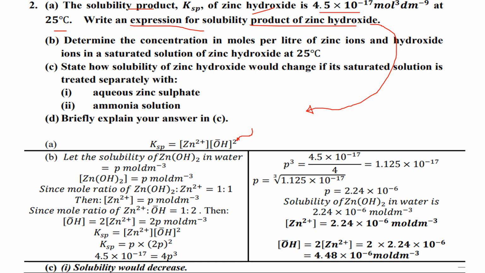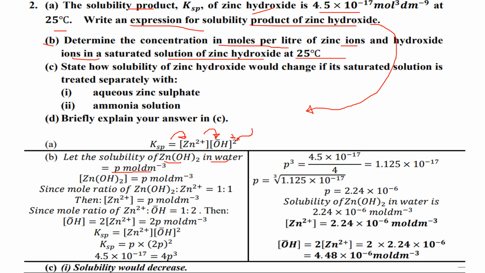So Ksp, after writing the equation, is going to be the molar concentration of zinc times the molar concentration of the hydroxide raised to power 2, as the appropriate power, or the stoichiometric coefficient. Now in part B, we are going to be determining the concentration in moles per liter of zinc ions and hydroxide ions present in the saturated solution of zinc hydroxide at the same temperature. We are going to do that by first letting the solubility of zinc hydroxide in water be a specific letter. For example, here we let it be p moles per decimeter cubed.